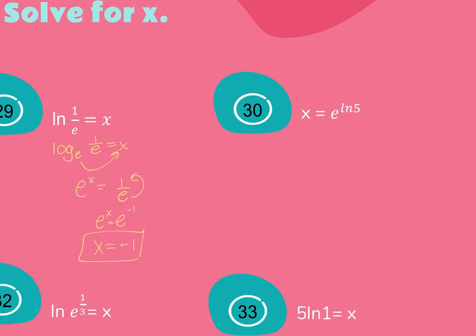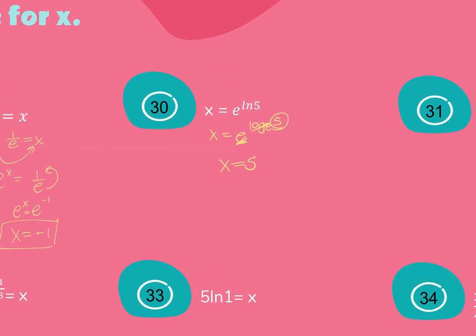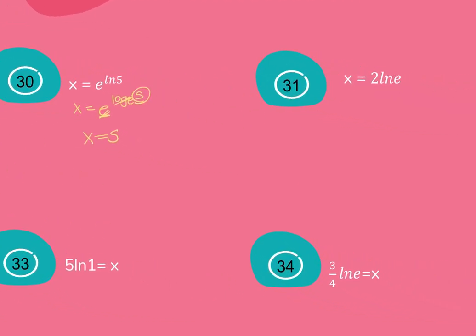30 is e to the ln of 5. So this would be e to the log base e of 5. The base on the exponential function is the same as the log, so we can cancel it through and just keep what's next to it. x equals 2 ln of e. We just said ln of e cancels, leaving me with the exponent. So that would be 2 times 1, which is 2.